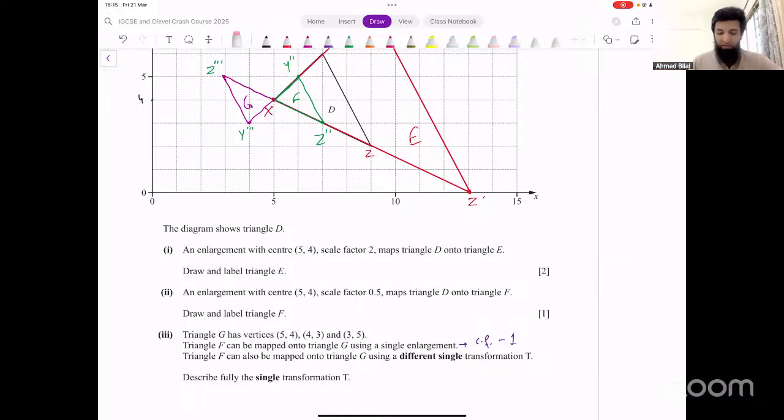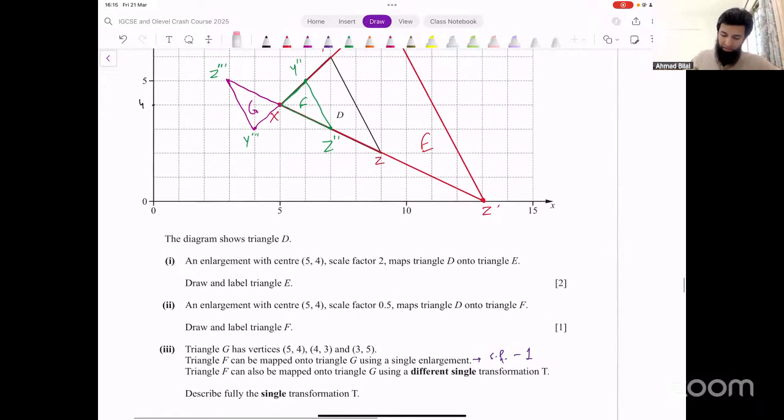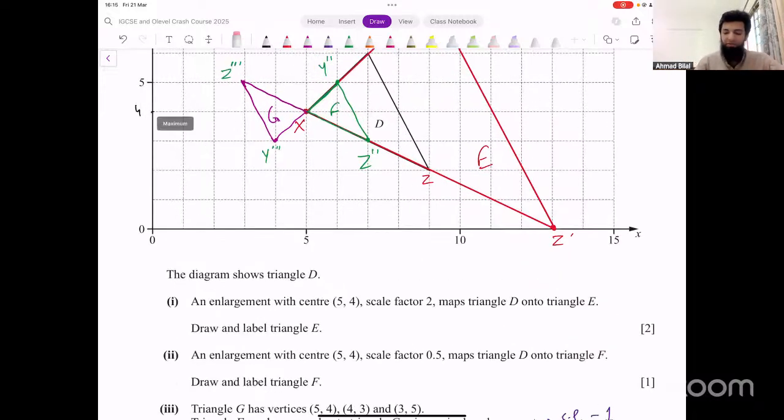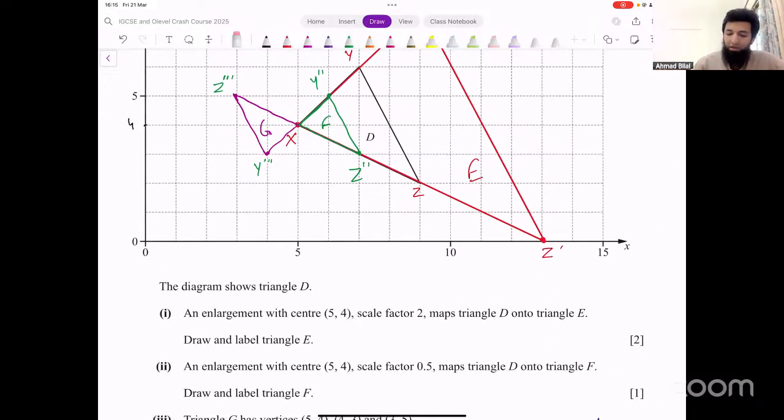Now, is there another transformation that can also map f to g? Can we think of another transformation? That other transformation would be, this is point Y, this is going to this point. Z is going on the other side as well. Y going to this side, Z going to that side. What kind of transformation is that?